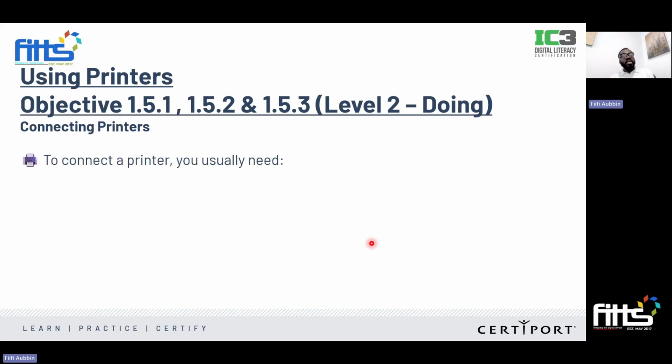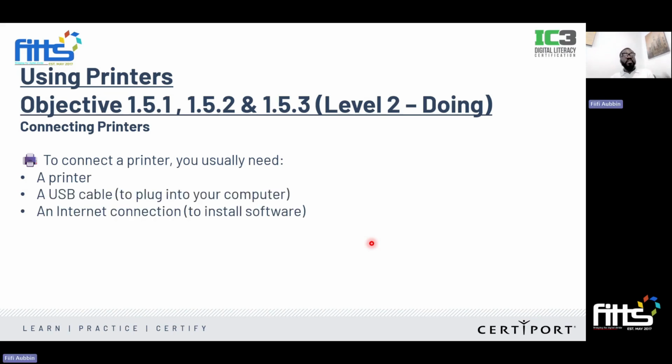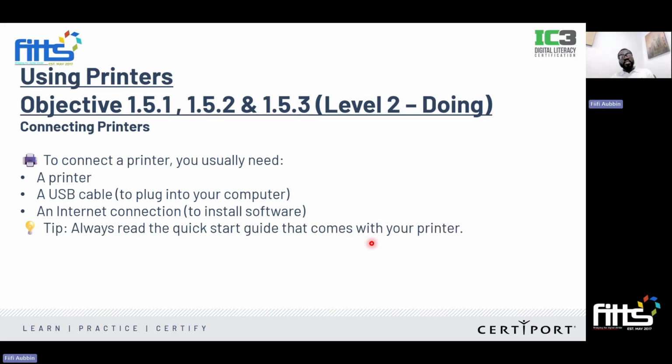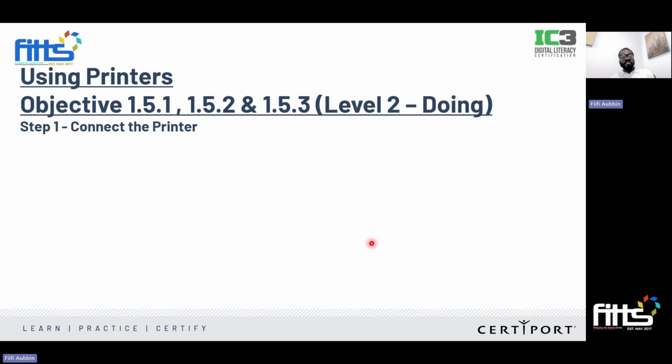So to connect a printer, you usually need a printer, a USB cable to plug into your computer, an internet connection to install the software, because most of these printers, if they don't come pre-installed, the drivers don't come pre-installed with the operating system, then you need to connect to the vendor's website to download them, and you're going to learn all of that. So always read the quick start guide that comes with your printer, and that is what the IC3 digital literacy is about, making sure that you are confident.